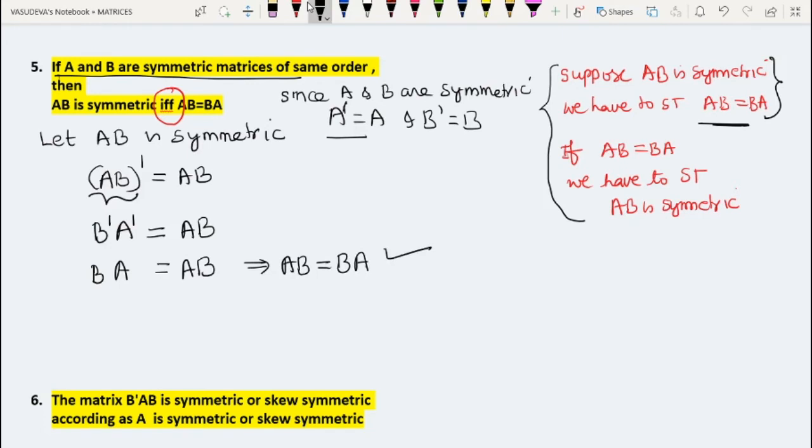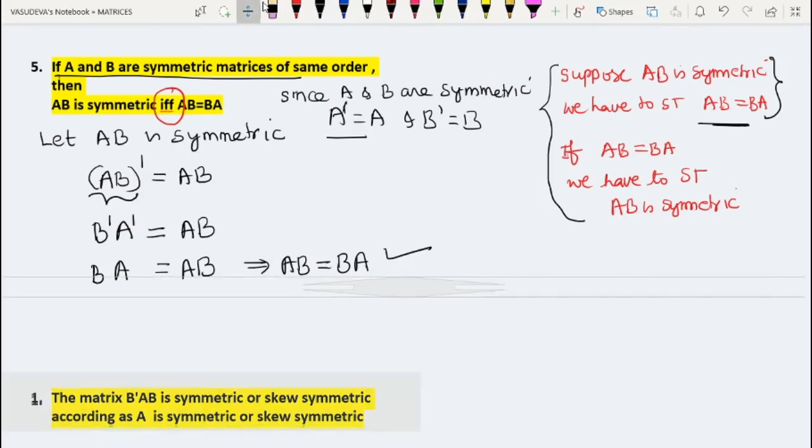So here we get a concept: if A and B are symmetric matrices and AB is also a symmetric matrix, then moreover it satisfies the commutative property AB is equal to BA.